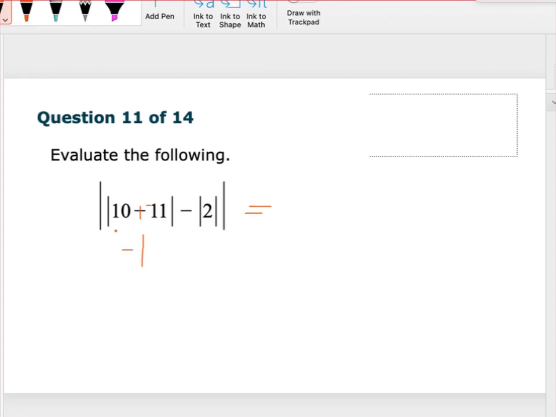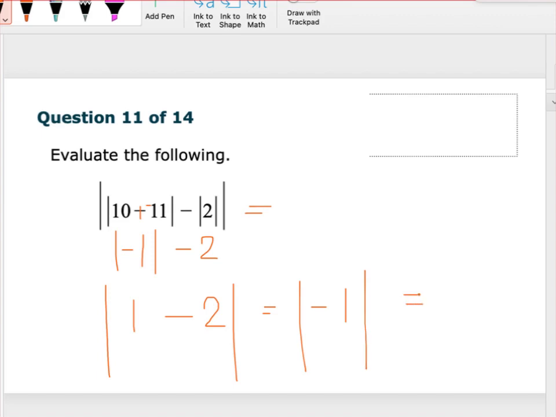All right, so now that negative 1 is inside the absolute value, which then makes it a positive 1. So now let's bring down our negative sign. And this is the absolute value of 2, which is still 2, which we will put right there. And then we're going to bring down our big absolute values again. Now, 1 minus 2 is negative 1. But all of that is in the absolute value signs, and the absolute value of a negative 1 is a positive 1 because negative 1 is 1 step from 0. So the answer is 1.